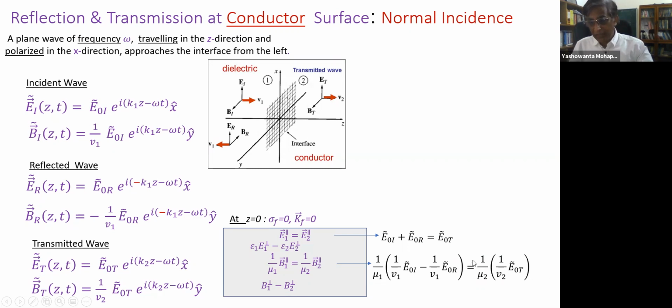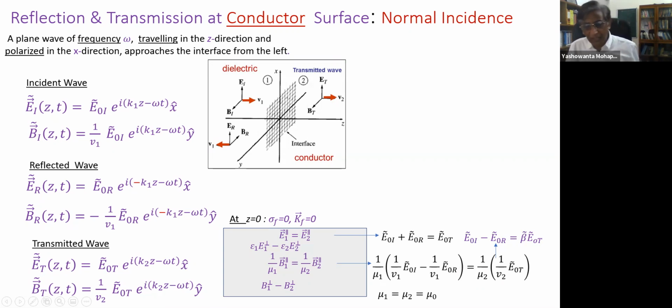So this can be simplified to write down EOI minus EOR in exactly the way we did in the dielectric case, in terms of a parameter beta tilde, which is now complex. And then we can solve for EOI and EOR. So I do that.